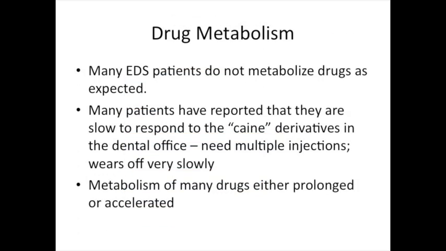We have to mention drug metabolism. Many EDS patients do not metabolize drugs as expected. They report that they're slow to respond to the caine derivatives in the dental office. They need multiple injections and they wear off very slowly. And there are many drugs for which metabolism is either prolonged or accelerated. I'm coming around to the idea that all EDS patients should have testing for pharmacogenetics. Because I think that may give us a clue. Number one, it helps us to determine the best way to treat them for many different things, and it also might help to give us a clue to some of the underlying genes that we don't yet know.